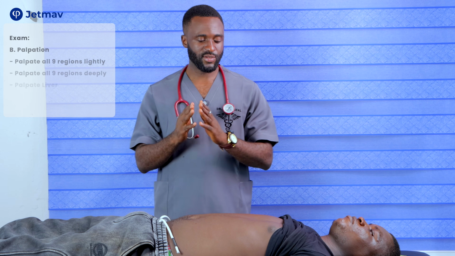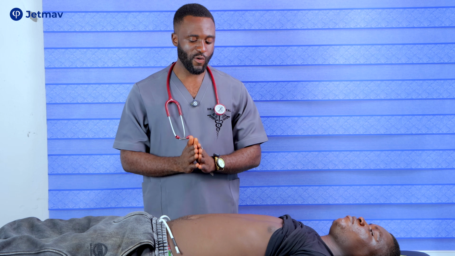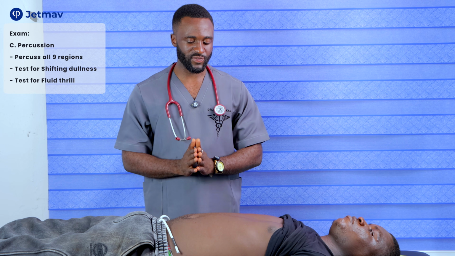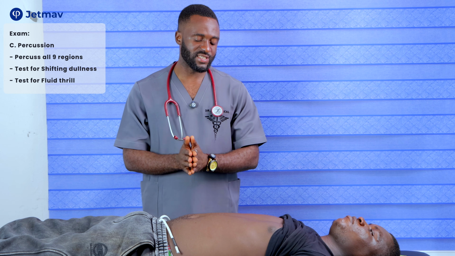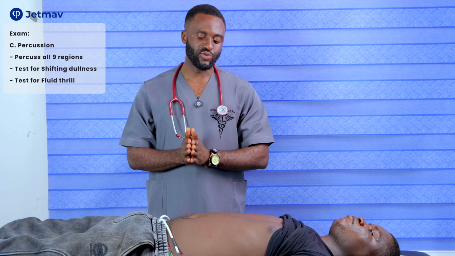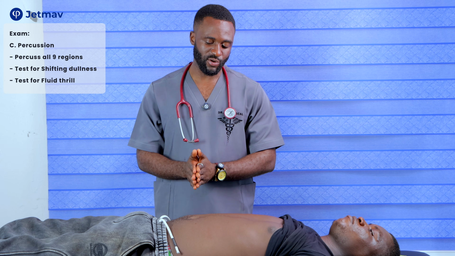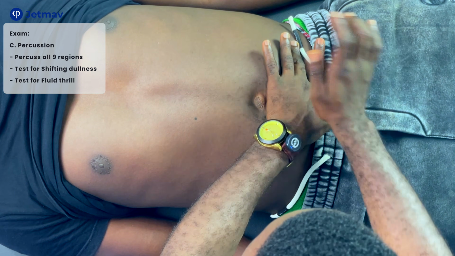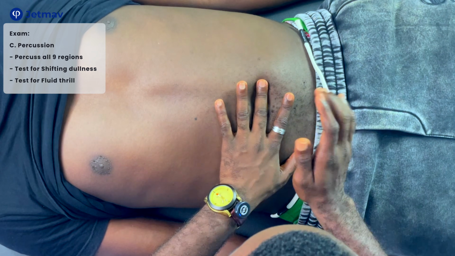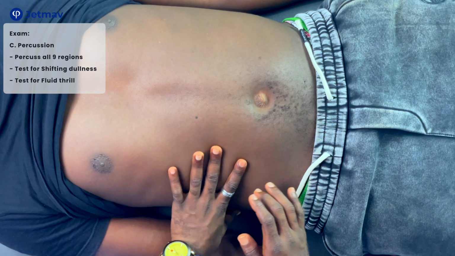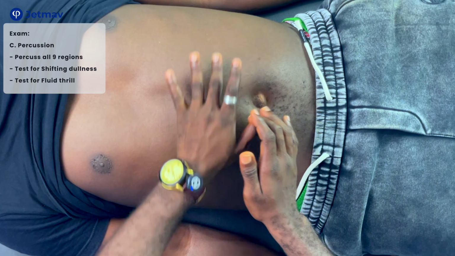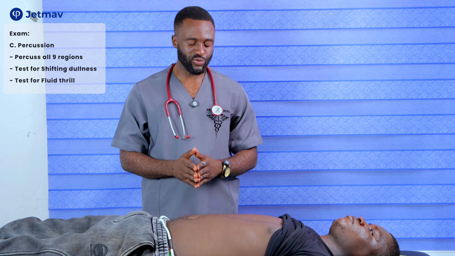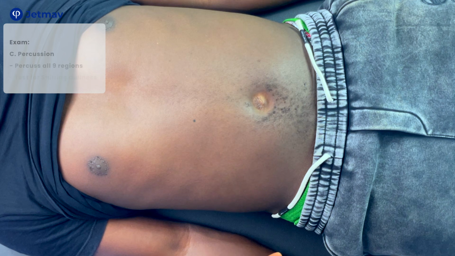Okay, that is that for palpation. Then we are now going to go over to percussion. Percussion, you're percussing on the 9 regions of the abdomen. Then you're going to elicit for possible ascites doing a flute trill or a shifting dullness. You're expected to hear a tympanic percussion note over the 9 regions of the abdomen. But in cases of ascites, you're expected to do a shifting dullness or a flute trill.